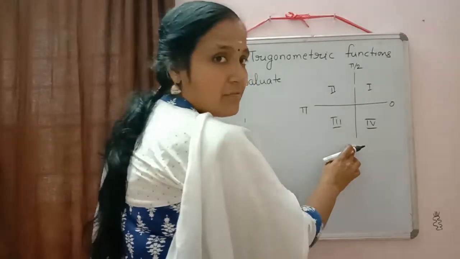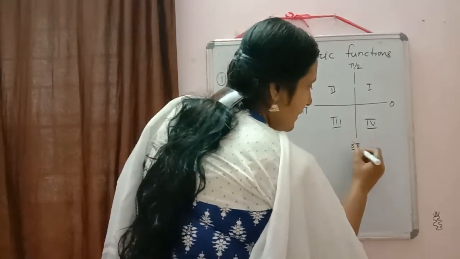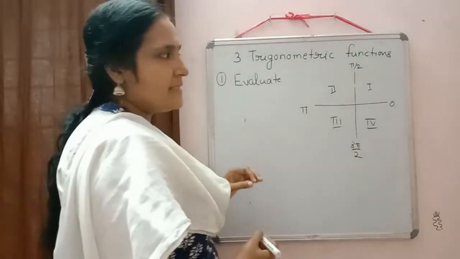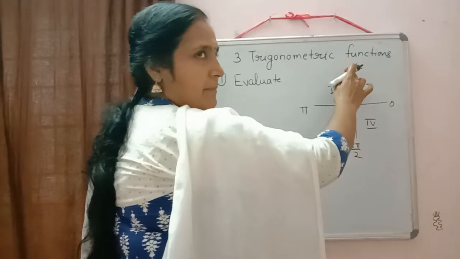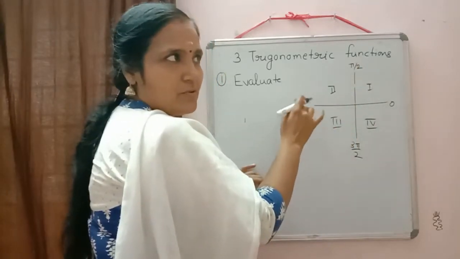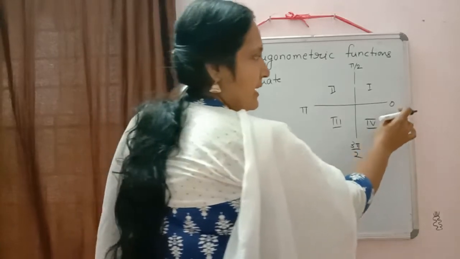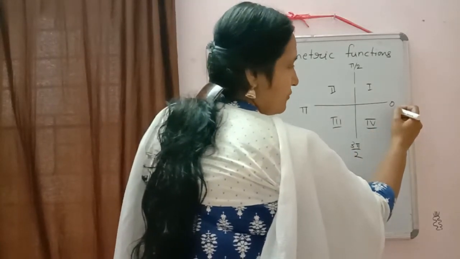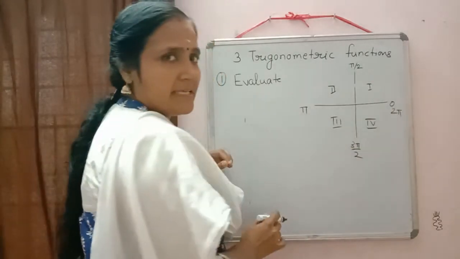Then next it will be equal to 270 degree, which is 3 pi by 2. How can you check? This one is 0. 0 pi by 2, 1 pi by 2, 2 pi by 2. The 2 and 2 get cancelled, pi will come. Then 3 pi by 2. Then 4 pi by 2, which is equal to 2 pi. 2 pi means 360 degree.